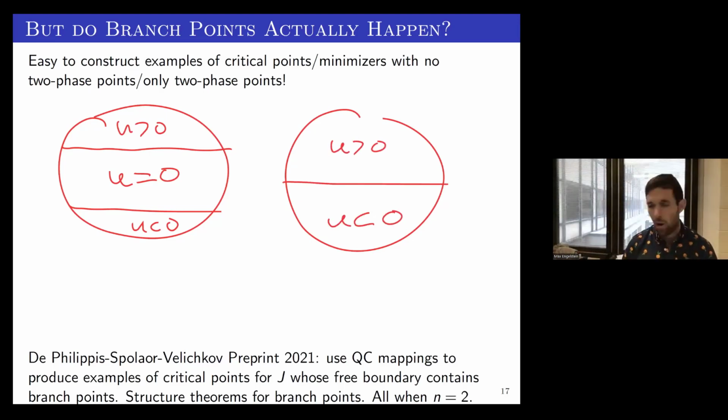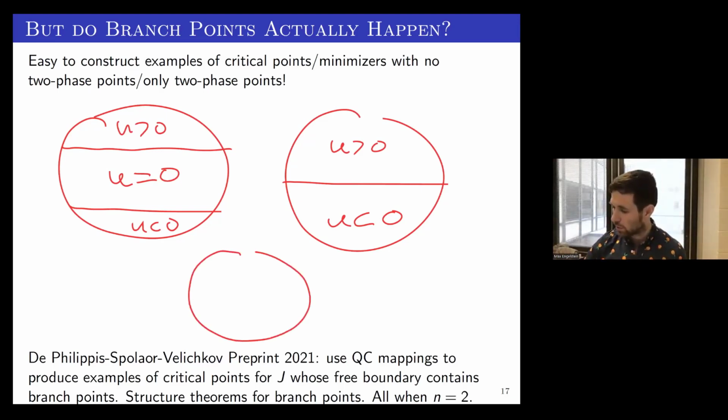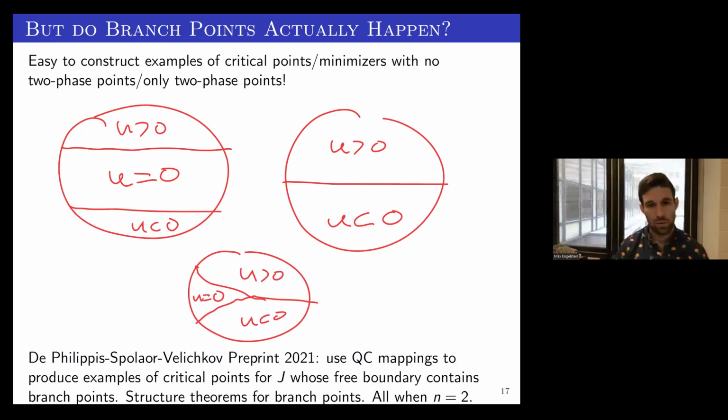But it's actually quite hard to construct boundary values such that the minimizer looks like this. It's hard to make sure that that happens, essentially. And I mean, this is an important question, right? We spent all these decades trying to understand the regularity near these branch points, but if the branch points never exist, then we're sort of wasting our time, right?